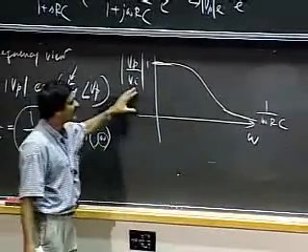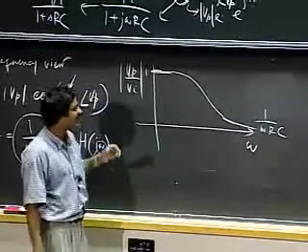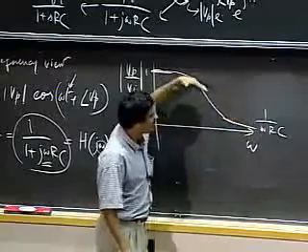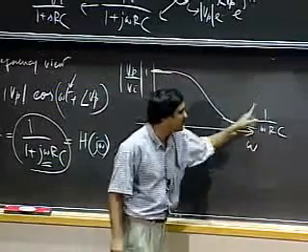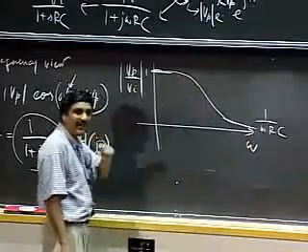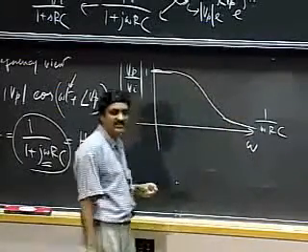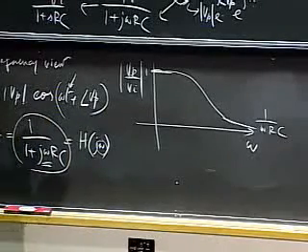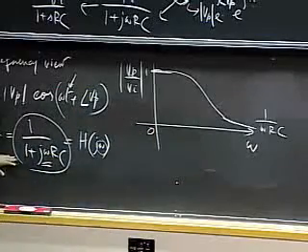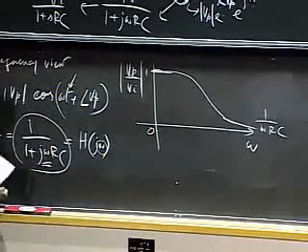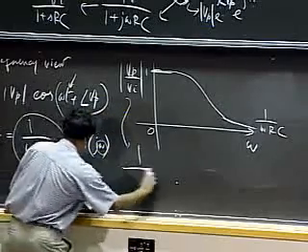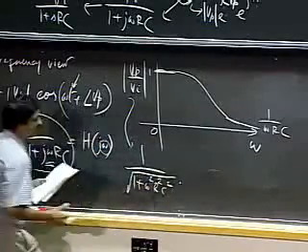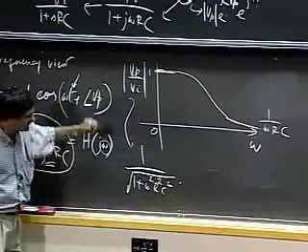We also commonly plot this using log-log scales, and when you do log-log scales, you get a straight line of slope -1, because the log of this gives you a line with a constant slope of -1, so it becomes a straight line going down. The other interesting thing to realize is that this magnitude is simply 1 by the square root of 1 plus omega squared R squared C squared.